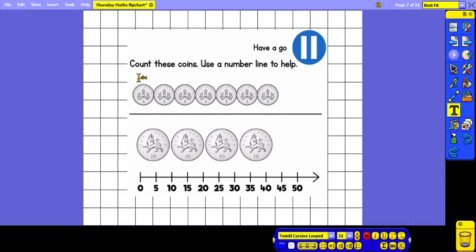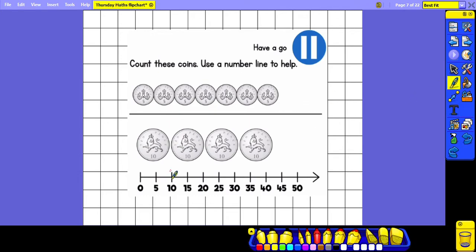Now we are counting some different coins, and the question says, count these coins, use a number line to help. So with the first coins, we are counting 5 pences. So you're going to be counting in fives. If you struggle with counting in fives, you can use the number line, which is going up in steps of 5. So you just do one jump for each coin. So start on 0, and if you count 1, you can cross it off and do a jump. And then do another and do the same until you've counted all 5 pences.